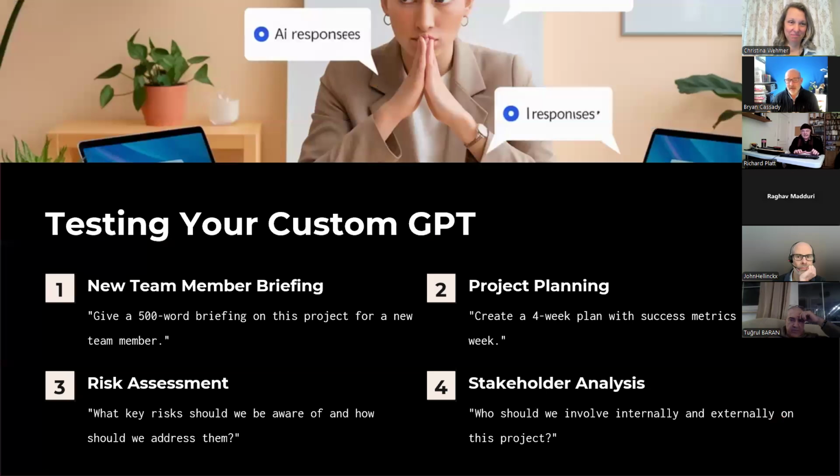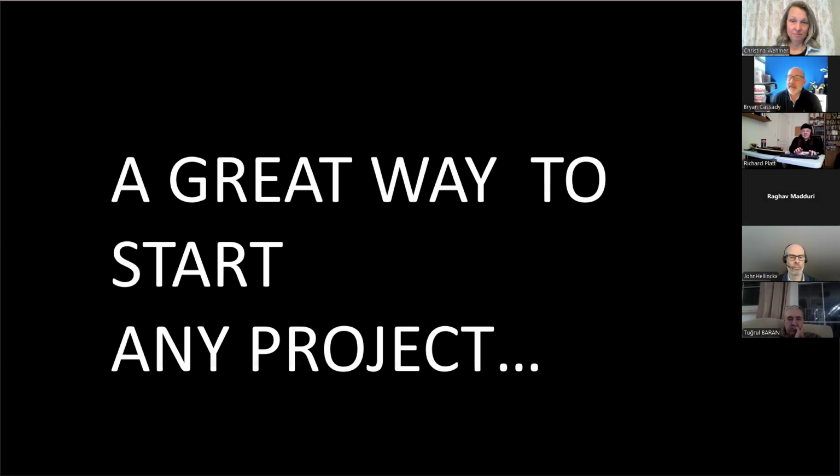How do you know if you got it right? Well, you have to test and see, does it understand? And I would suggest what you do is you say, for example, give me a 500-word briefing for a new team member joining this project. Two, create a 4-week plan to get us from point A to point B. Tell me the risks associated with this. Do a stakeholder analysis. And now you've got something, hopefully, that works.